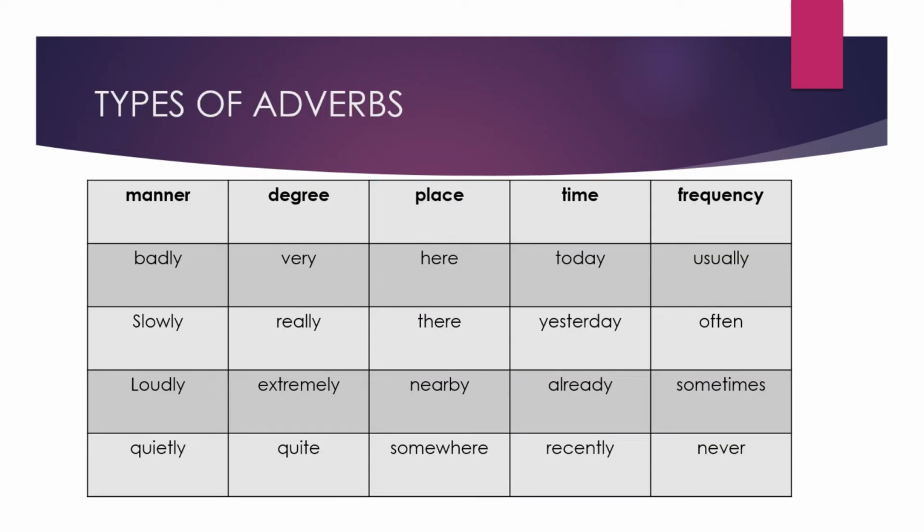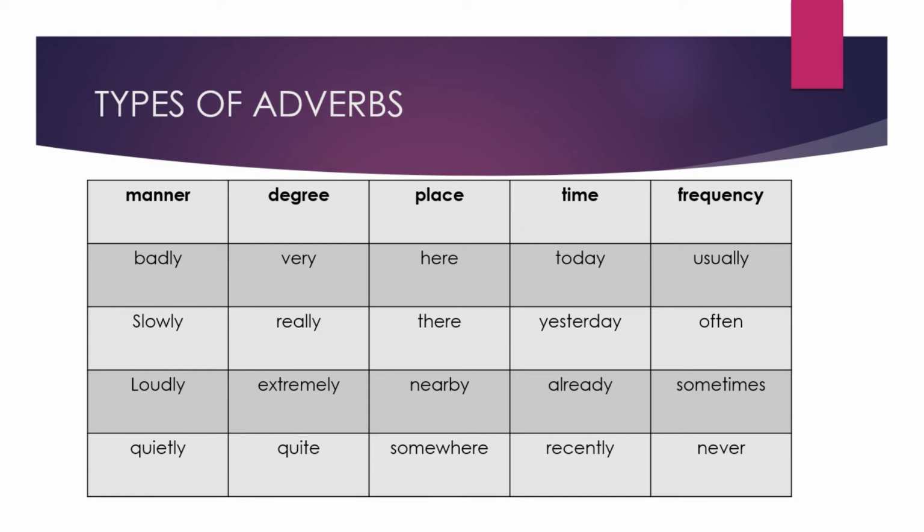Now moving to another slide, that is types of adverbs. There are 5 important types of adverbs, as you are seeing on the screen: adverbs of manner, adverbs of degree, place, time, and frequency. In manner, there are adverbs like badly, slowly, loudly, quietly. These show the manner. Understand? And degree, here you are seeing like very, really, extremely, quite. These are all types of degree.